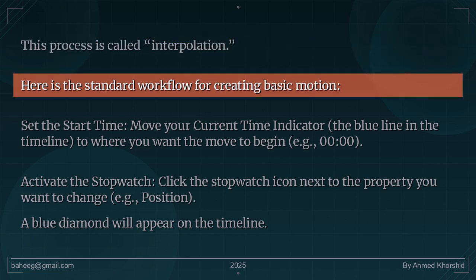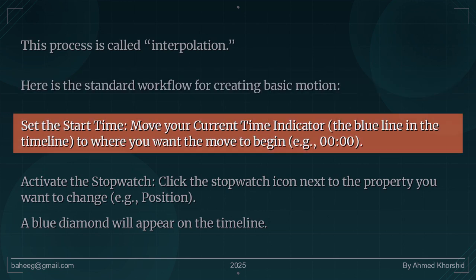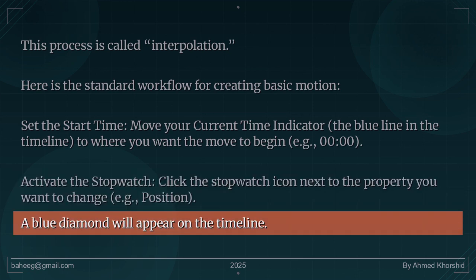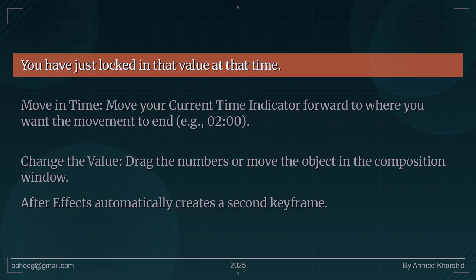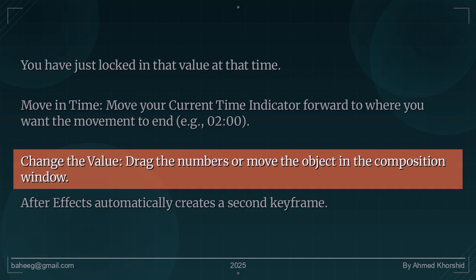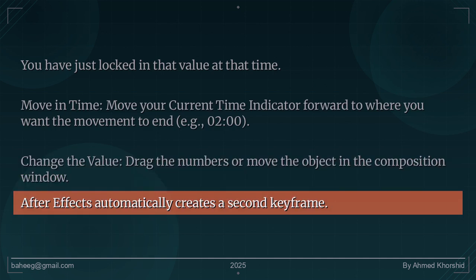Here is the standard workflow for creating basic motion. Set the start time: move your current time indicator, the blue line in the timeline, to where you want the move to begin, e.g., midnight. Activate the stopwatch: click the stopwatch icon next to the property you want to change, e.g., position. A blue diamond will appear on the timeline. You have just locked in that value at that time. Move in time: move your current time indicator forward to where you want the movement to end, e.g., 2 o'clock. Change the value: drag the numbers or move the object in the composition window. After Effects automatically creates a second keyframe.